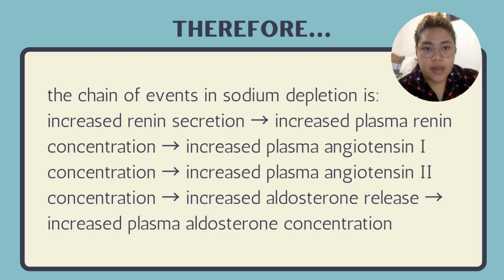So to summarize the chain of events in sodium depletion, it's pretty self-explanatory in the visual aid. If there is an increase in renin secretion, it directly increases plasma renin concentration. And also it increases the plasma angiotensin 1 concentration, then increases the angiotensin 2, and increases the aldosterone release and increases the plasma aldosterone concentration.